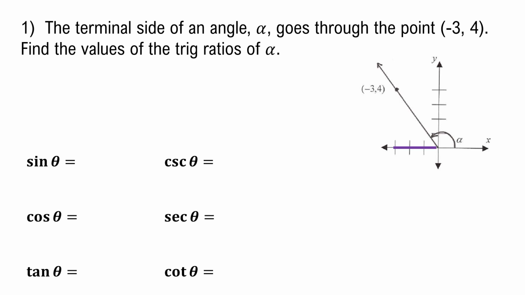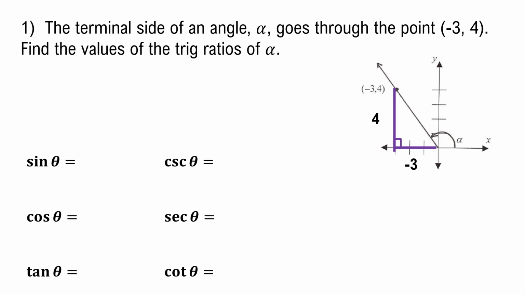So to get to that particular point, a point where that angle lands, I have to travel to the left 3, and then I have to travel up 4. So that's going to give me a right triangle in quadrant 2.